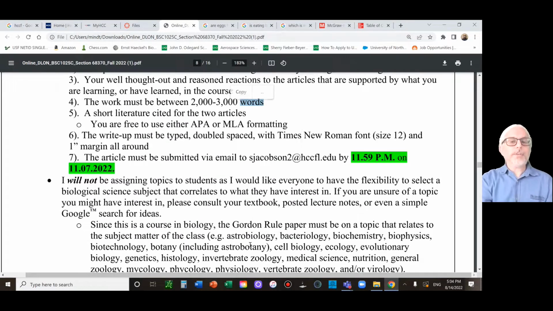Now, people also ask, again, in other syllabi years ago, please make it specific. So how about this? It must be typed, double-spaced, Times New Roman font, size 12, 1-inch margins. Is that specific enough for you? And then, of course, turn it in by 11:59 p.m. on the day it's due. No late papers.